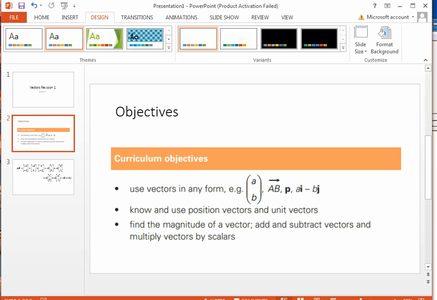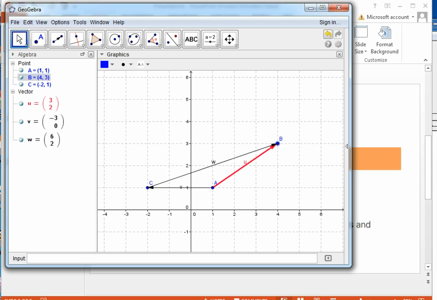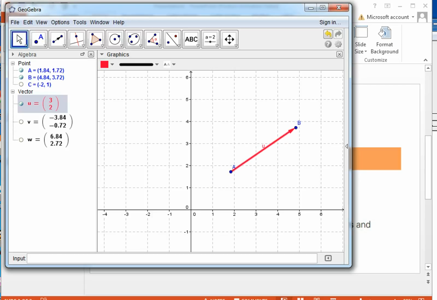Now, let's try to go back to this and use position vectors and unit vectors. And let's try to discuss that one with the help of our GeoGebra here. Now, let's go back to this. Let me just remove that point C there. Let's go back to this one. As you can see, this one is your vector AB.